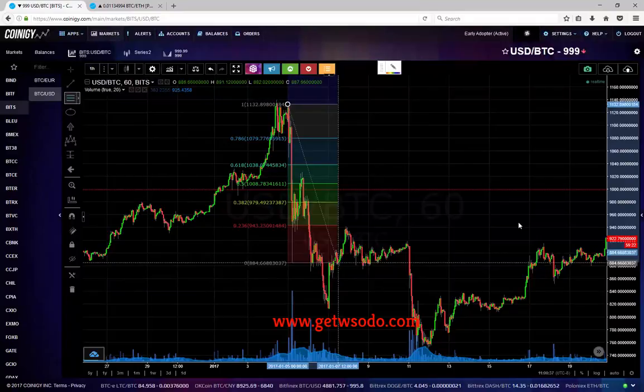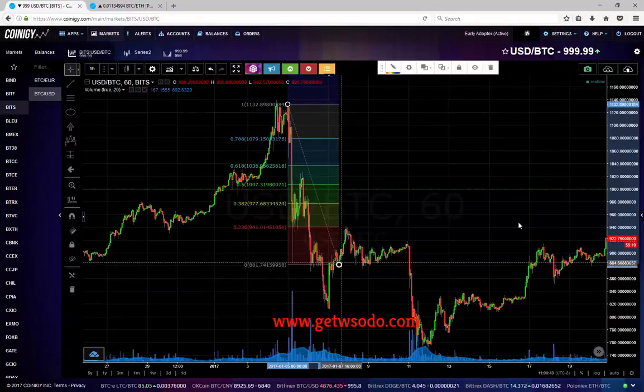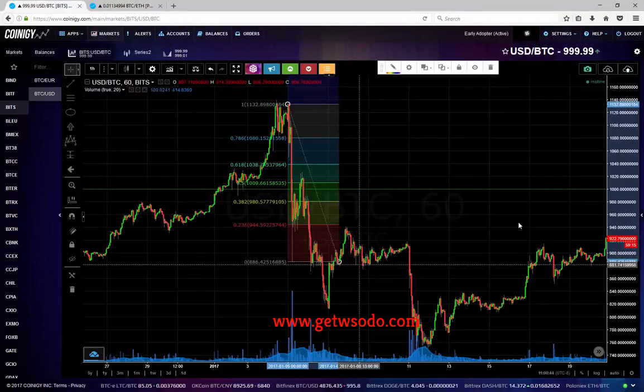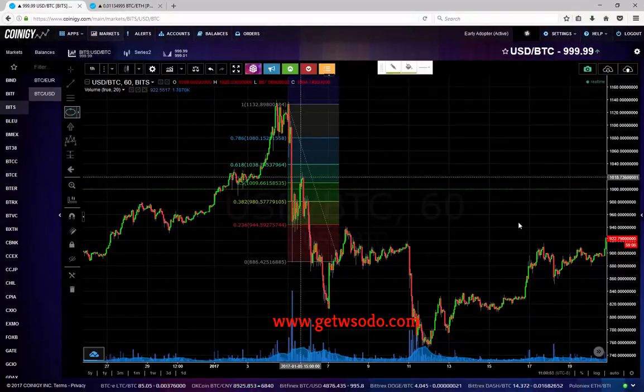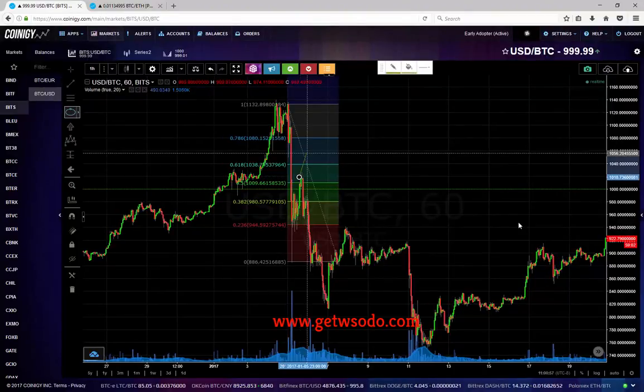So measure from the top, anchor it to the bottom, right about there. And you can see it came up in between the 50 to 61.8% area. So you could have a general sweet spot zone between here and here. Now, it doesn't have to be exact, right? As long as you get the general range.